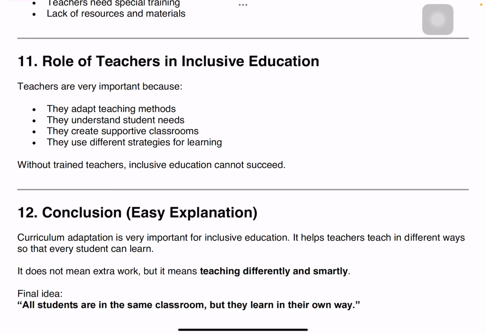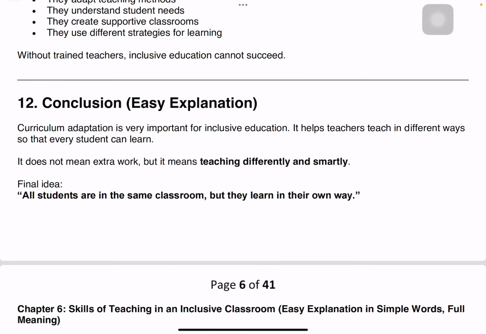Role of teachers in inclusive education. Teachers are very important because they adapt teaching methods, they understand student needs, they create supportive classrooms, and they use different strategies for learning. Without trained teachers, inclusive education cannot succeed.